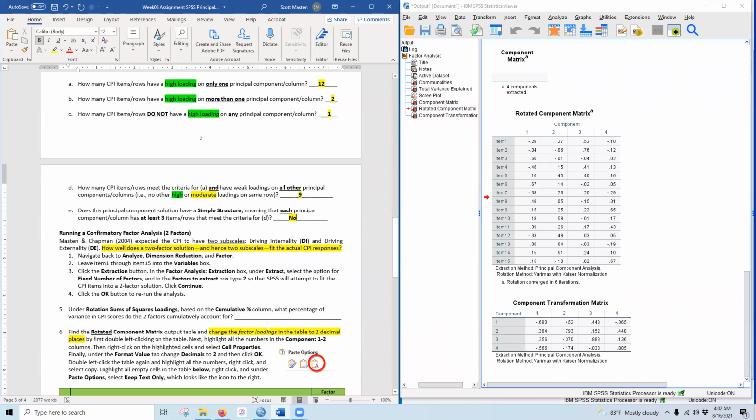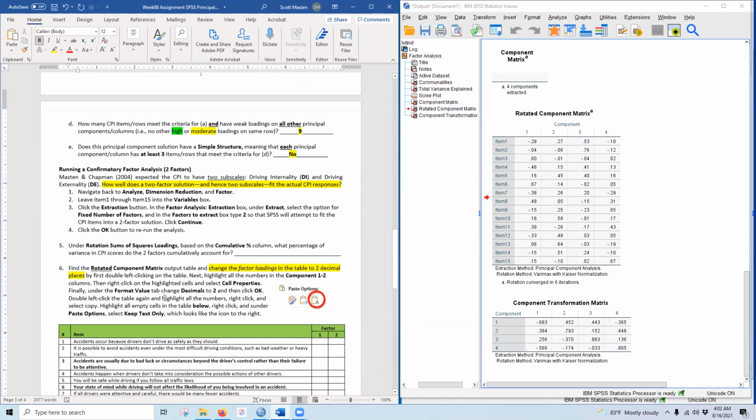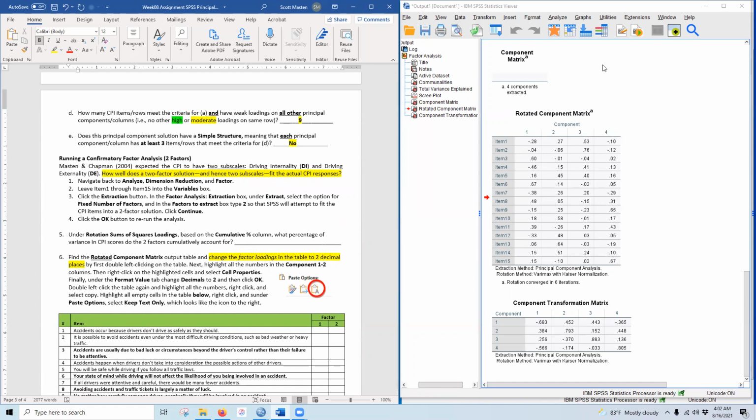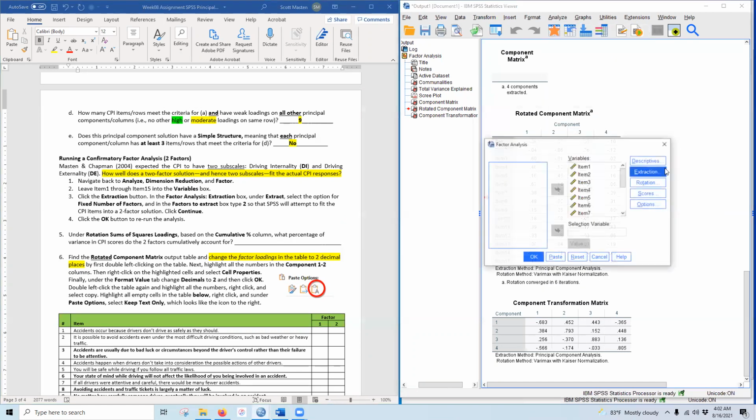So then I say, why don't you actually run a confirmatory one? The CPI was supposed to have 2 subscales, internality and externality, that's internal and external locus of control. How well does a 2-factor solution and its 2 subscales actually fit their responses? It's about 1,000 kids who took this. So we're going to go back to analyze, dimension reduction, and factor, and we're going to force SPSS into a 2-factor solution.